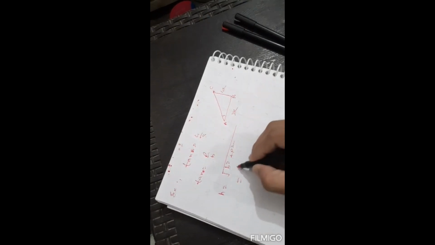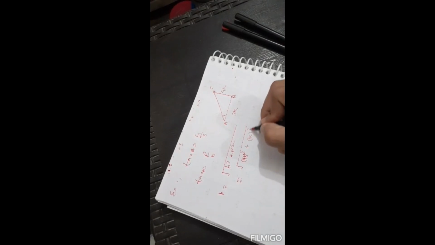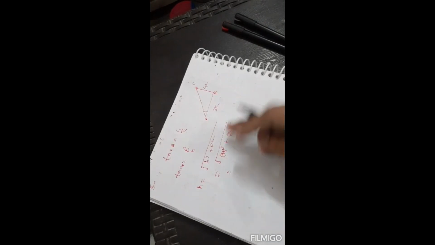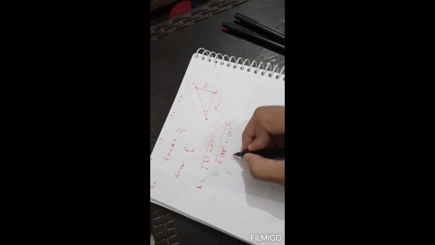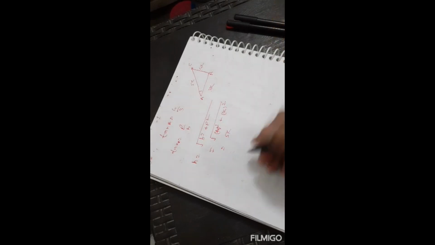Okay, 4k square plus 3k square equals 16k square plus 9k square, 25k square, that will be 5k. Hypotenuse equals 5k. Now we can easily find the values of the other quantities.